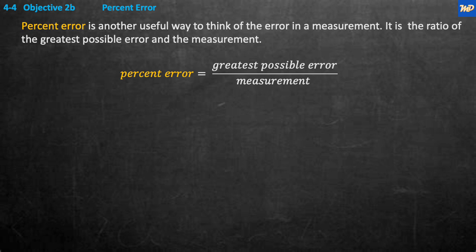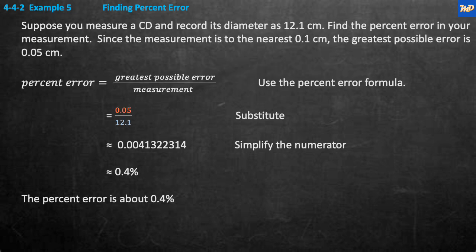So objective 2B, it's that second slide, percent error. Percent error is another useful way to think of the error in a measurement. It is the ratio of the greatest possible error, which we just learned about, and the measurement that you took to get that error, right? Okay. Same formula, basically. Percent error is the greatest possible error over the measurement. So it's always something over the measurement. Okay. Example 5, finding the percent error. Suppose you measure a CD and record its diameter.